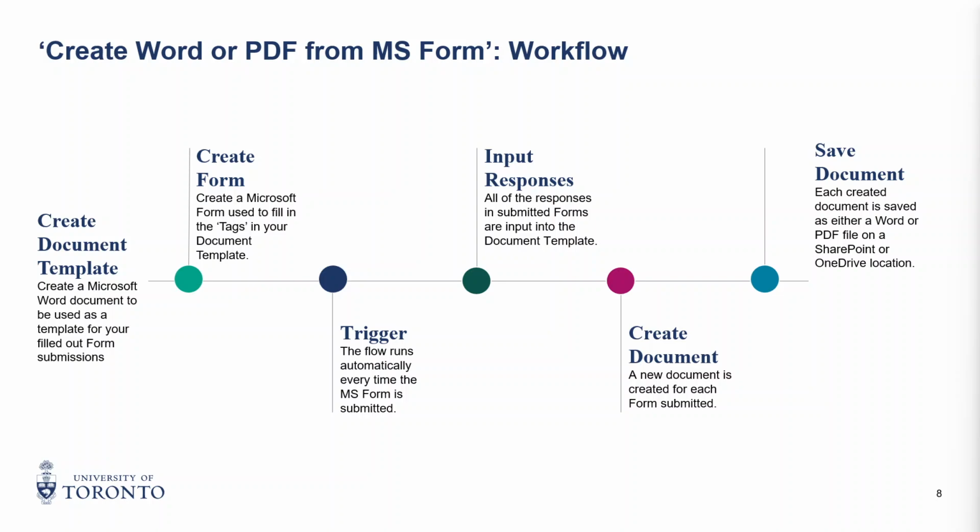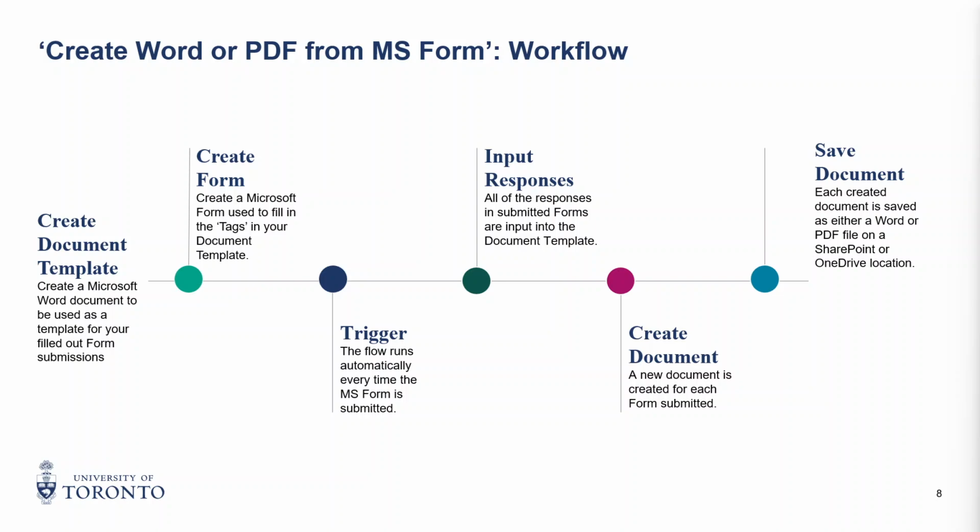And this is kind of the workflow of how it goes. So first I'll show you how we create a document template to use with the flow. So that's like a manual process first, and we could help you set that up if you wanted to request the flow template, and inserting the tags into the document. And it's a Word document. And then you would create a form that you'd want to use to get the information from people.